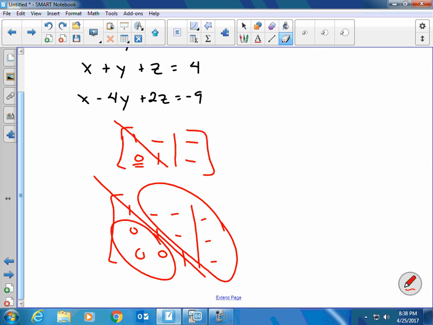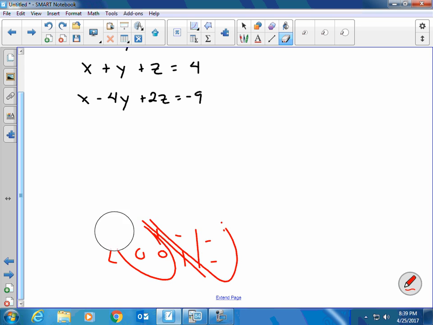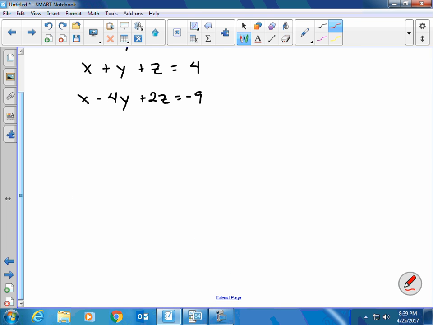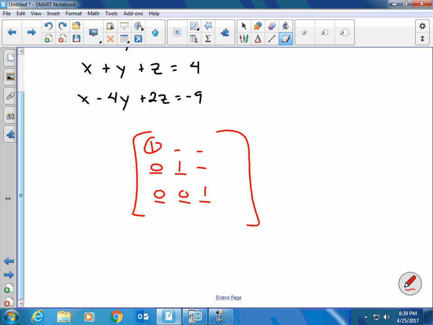So, in general, we're going to start from the upper left-hand corner. We're going to make this a 1. Then we're going to make this a 0, this a 1. And we don't care what's over here. Then we're going to make this a 0, this a 0, and then that a 1. So we start here and work our way down and across. All right, let's try one.